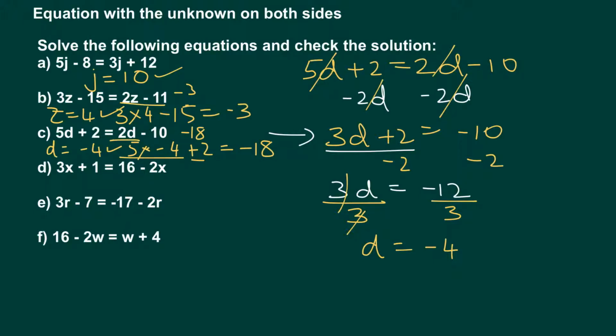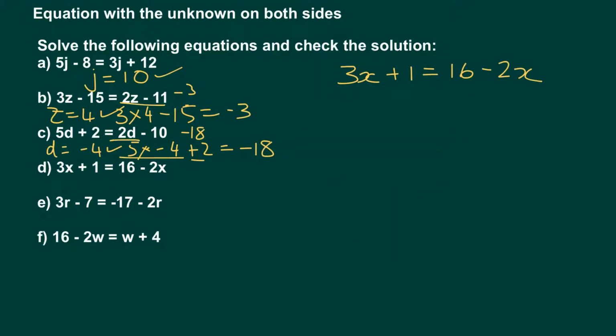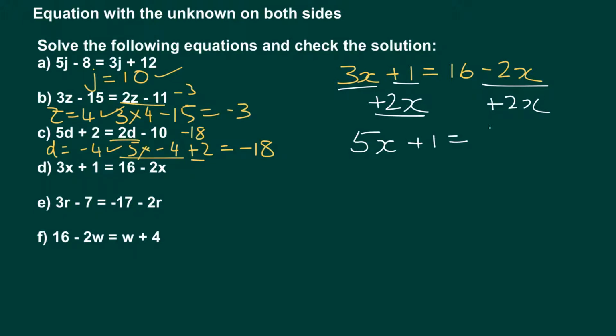Let's look at part D now. Alright, so we have 3x plus 1 equals 16 minus 2x. So we need to get rid of this minus 2x here. The only way to do that would be to do plus 2x, so just do the opposite of it. And we do plus 2x on both sides, which gives us 5x on this side, because 3x plus 2x is 5x, plus the 1 is equal to 16, because the minus 2x plus 2x simply get cancelled out.